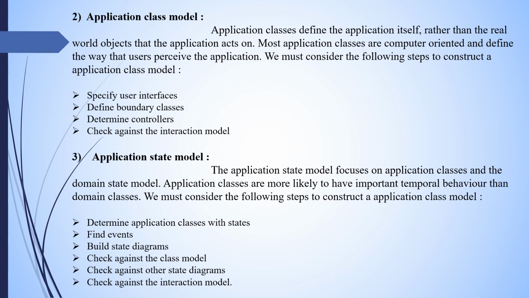The last one is to check against the interaction model. As we build an application class model, go over the use cases and think about how they would work. For example, if a user sends a command to the application, the parameters of the command must come from some user interface object. The requesting of the command itself must come from some controller object. When the domain and application class models are in place, we should be able to simulate a use case with the classes.